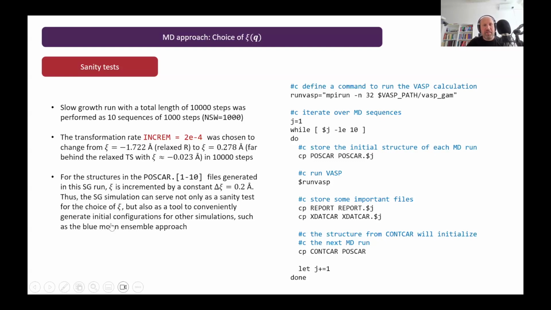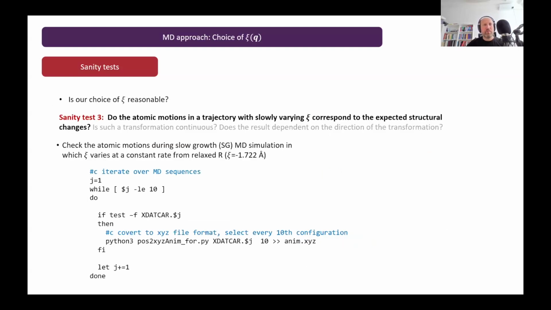So you see the slow growth simulation can be used not only for the sanity test we are discussing right now, but also as a tool to conveniently prepare configurations with some well-defined structural parameters. And this is a feature we are also going to make use of, because the POSCAR files we are generating here will then be used in our Blue Moon ensemble calculations we are going to discuss soon.